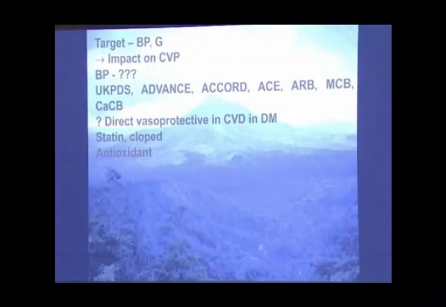So we have to target both the blood pressure and the glycemic status. By the UKPDS, ADVANCE study, ACCORD study, and by the use of different medications, the antihypertensive drugs, you can see, they may have, in one way or another, a vasoprotective role and reduction of the cardiovascular complications. And you remember, statin and clopidogrel have some antioxidant effect.